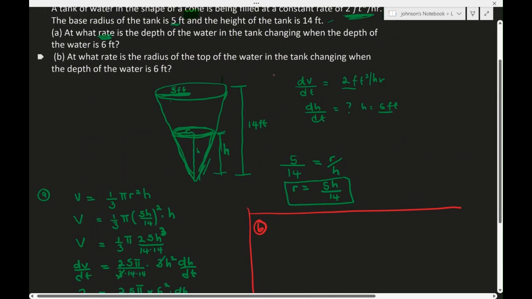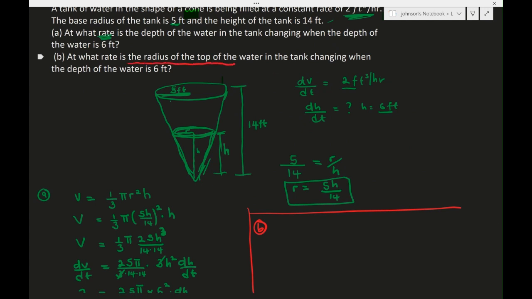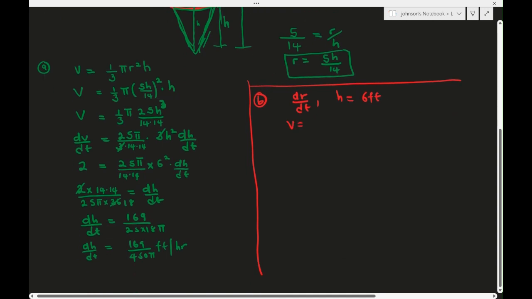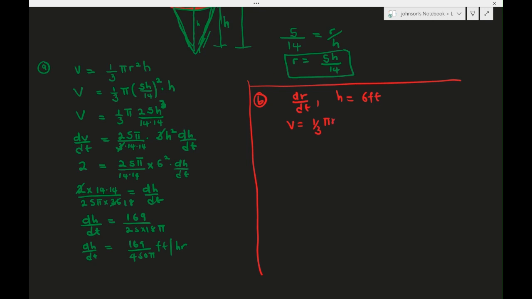B says, at what rate is the radius at the top of the water in the tank changing when the depth is 6 feet? So in this case, you want to see the rate of change of small r. So here you're actually looking for dr/dt when the height is 6 feet. So it's just similar stuff, but here you are just using the formula directly.